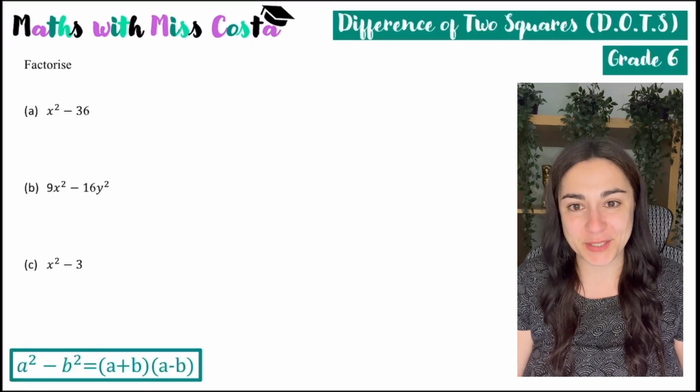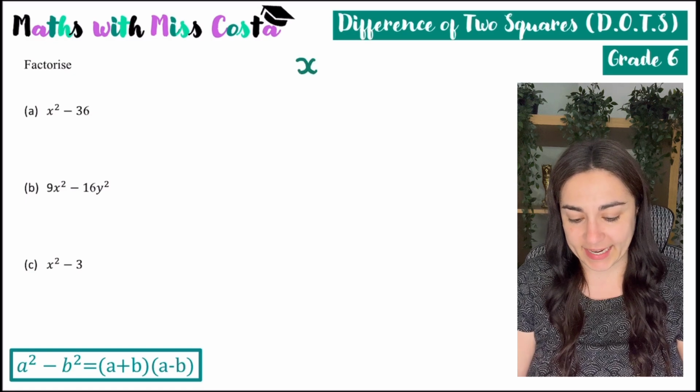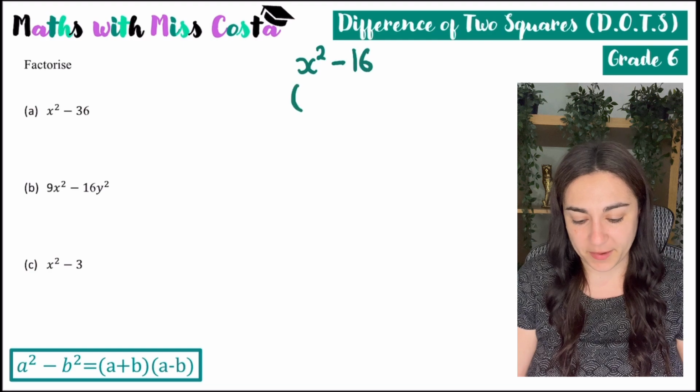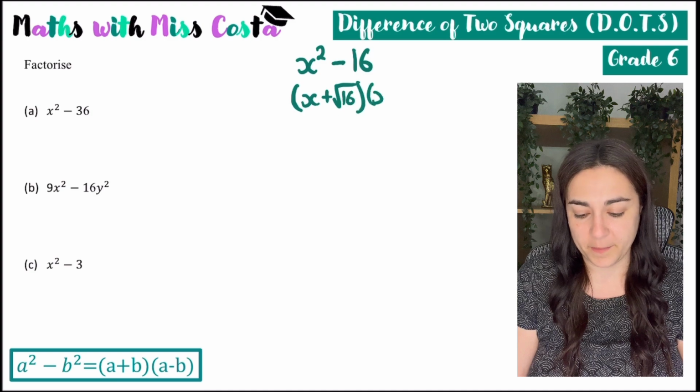Okay, now the difference of two squares comes up a lot, so it's important that we know it. And all it's essentially saying is that if you've got x squared or y squared or anything, take away a square number, then when you factorise it, it's always going to be x plus the square root of the number, and then x minus the square root of the number.